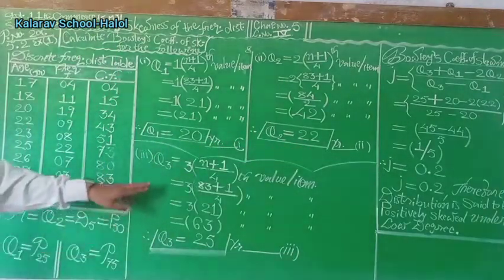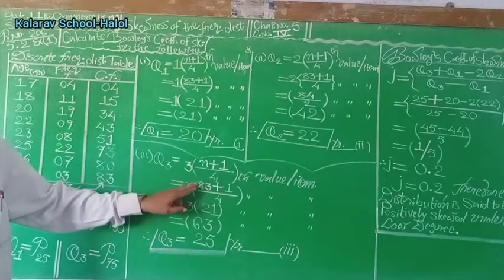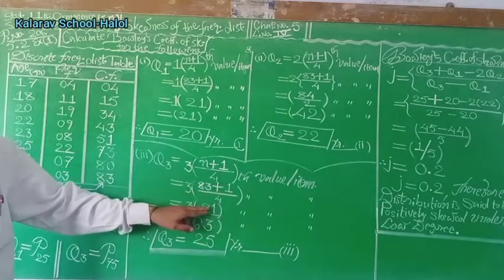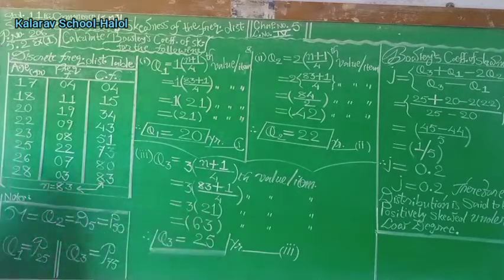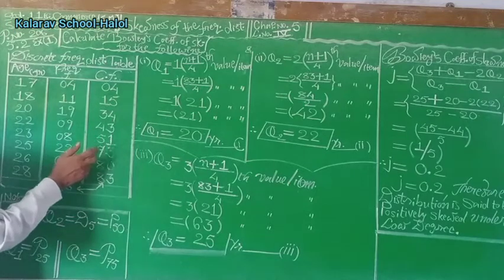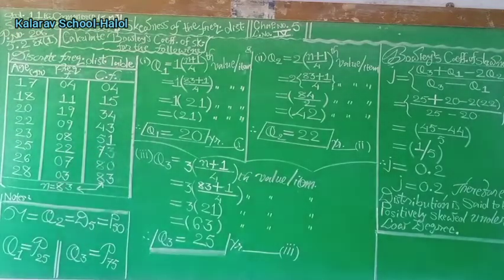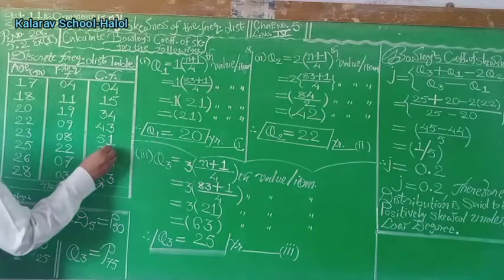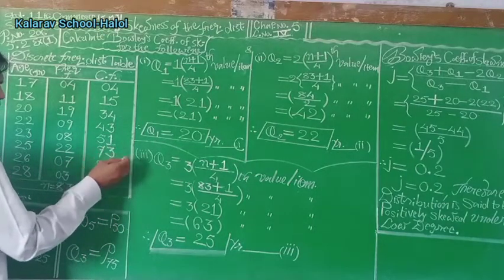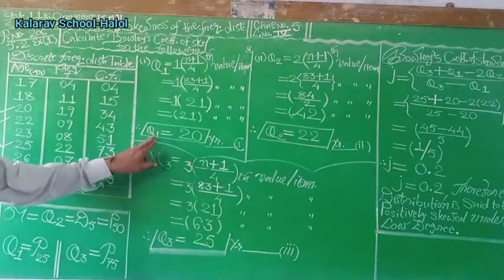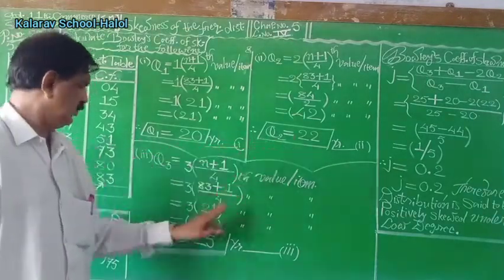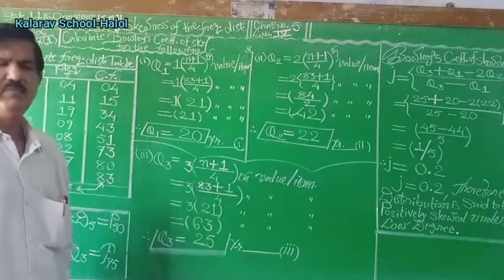Q3 means 3, n plus 1 upon 4, 83 plus 1, 84, 84 upon 4, 21, 21 multiplied by 3 means 63. 63 once again in the CF column is 73, and therefore the answer of Q3 is 25. So Q1 is 20, Q2 is 22, Q3 is 25.